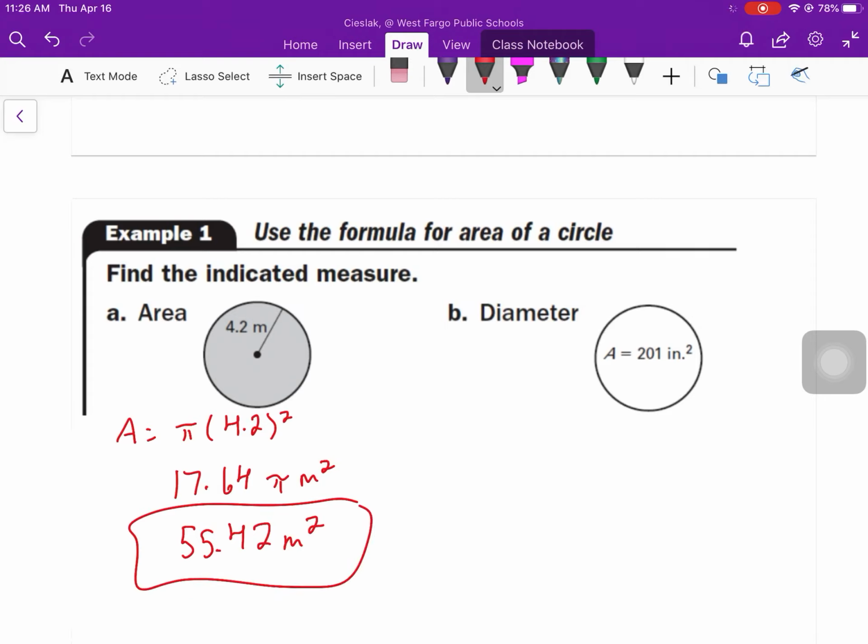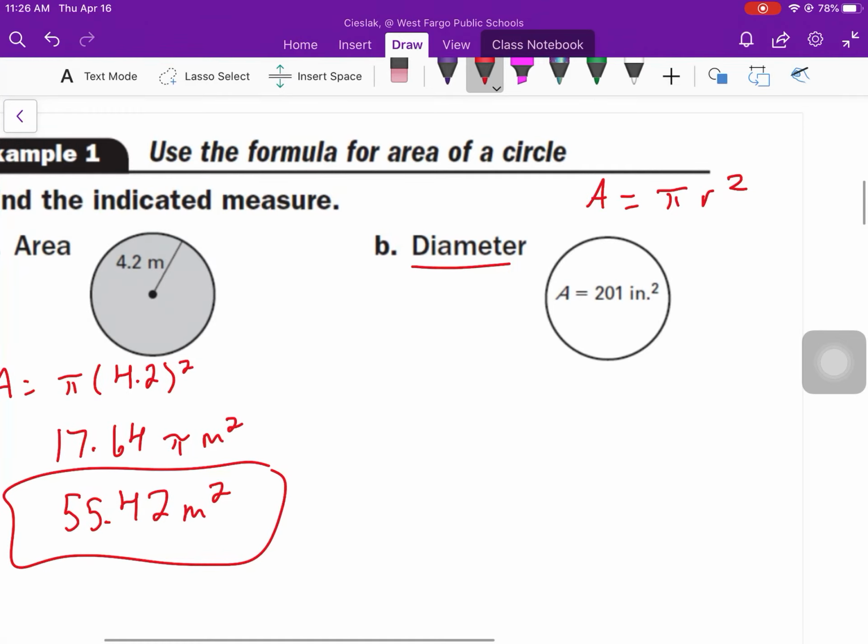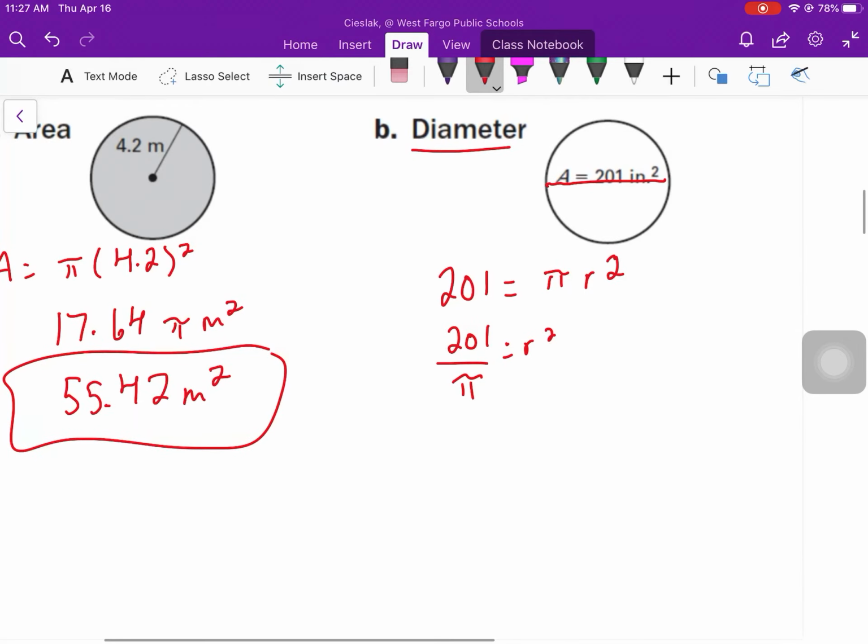On the next one, we have the diameter here, so that's what we want to find. I'm given the area. What we have to be careful with here is area is equal to pi times my radius squared. Once I find the radius, I'm going to have to take that times 2 because I want to find the full diameter all the way across. So I'm going to set 201 equal to pi times my radius squared. I'm going to take 201 and divide by pi. That's going to be equal to r squared. I'm going to square root both sides, and r would be equal to the square root of 201 over pi.